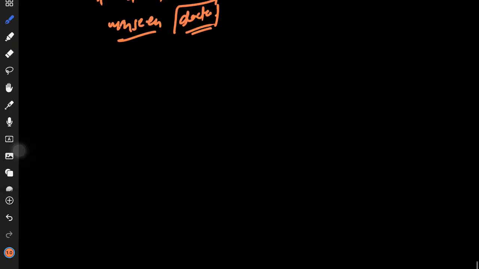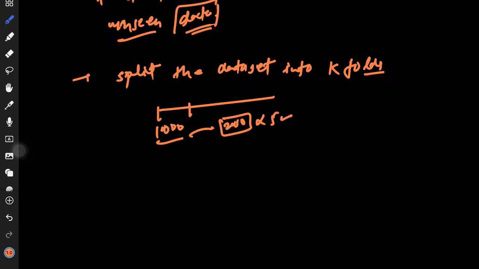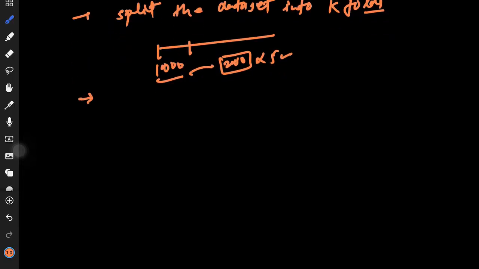Okay, how is it used? Here the first step is we split the data set into k folds. Let's say we have 1000 data, then we divide it into 200 each, into 5 sets. Okay, then the second step comes.